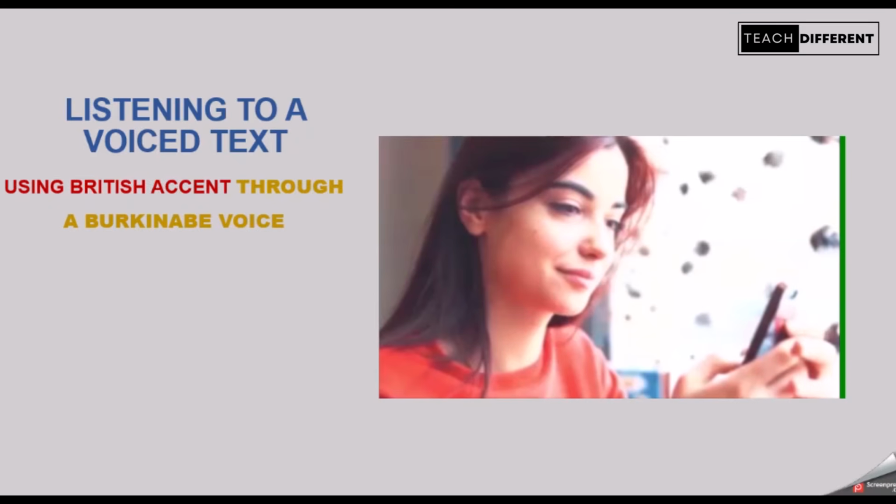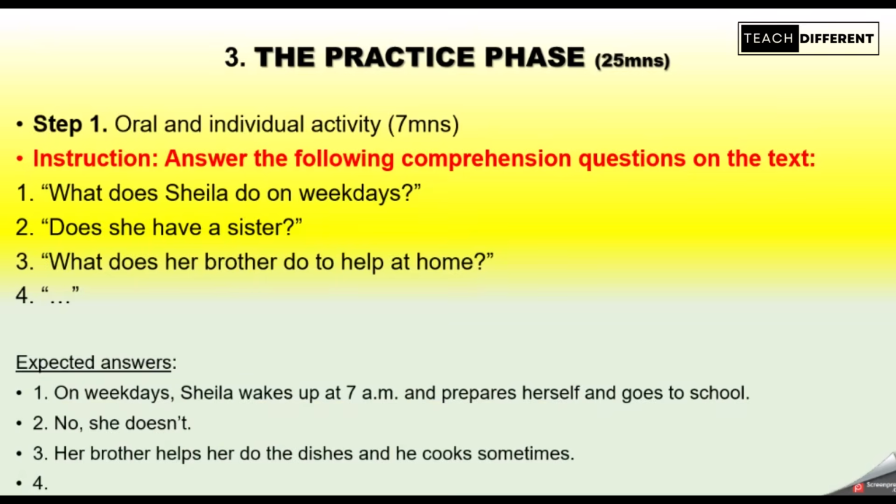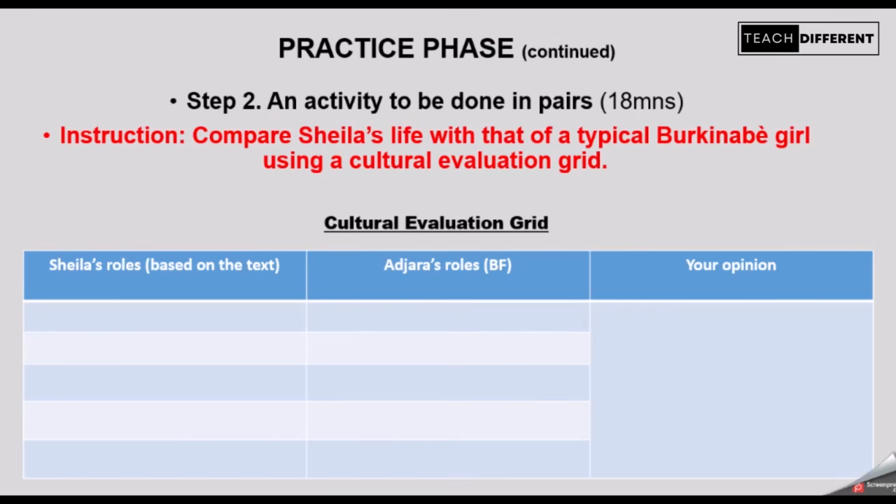As for the second activity, you may ask your students to compare Sheila's life with that of a typical Burkinabe girl using a cultural evaluation grid. Here, they will not really need to listen to the material again. They just have to fill this table with gender-based roles.